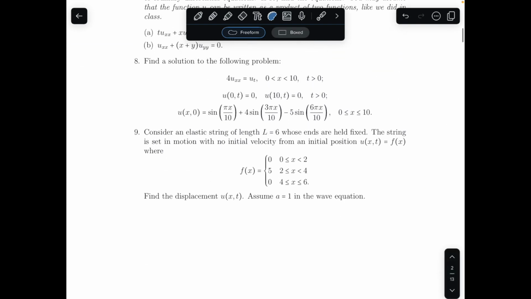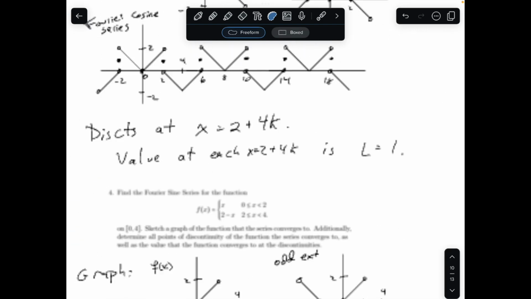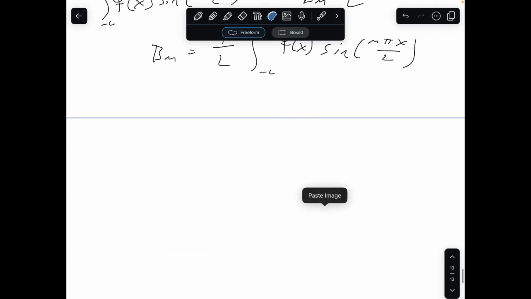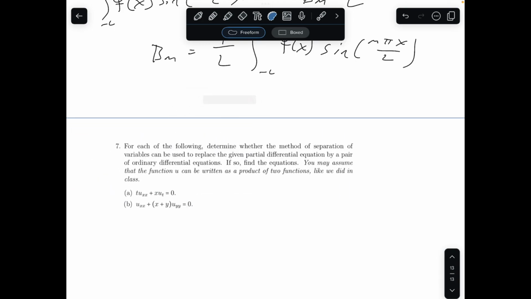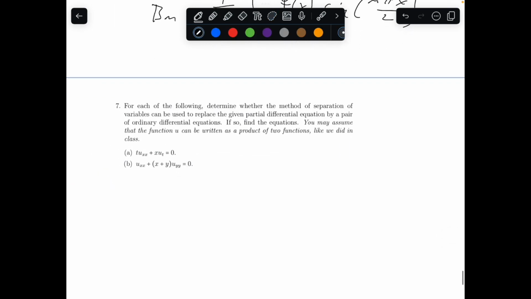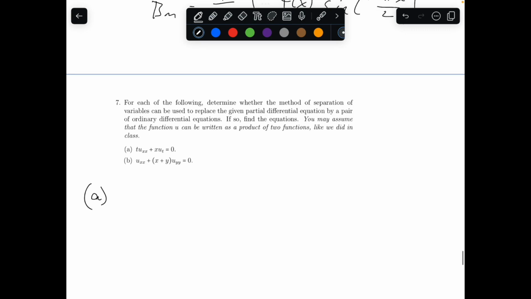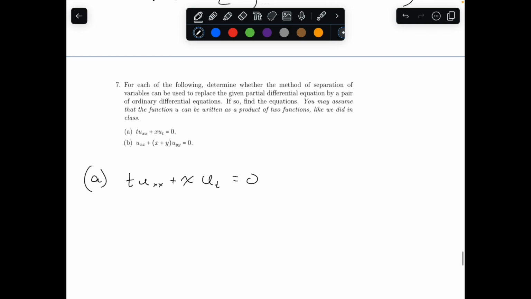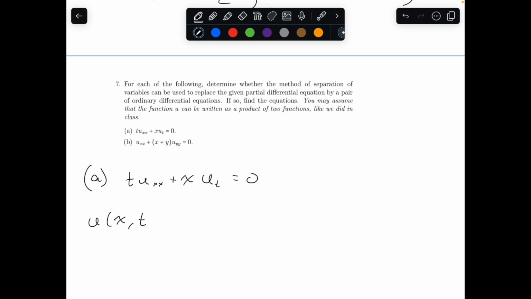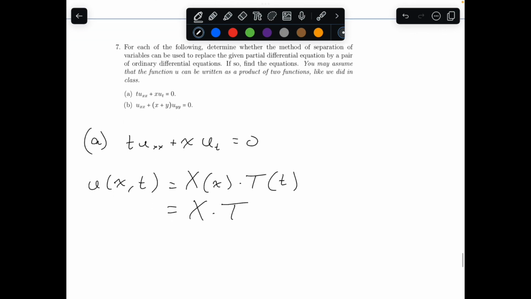All right. Question 7 is just separation of variables. Just checking whether or not they're separable, and then if they are separable, separate it. So for t u_xx plus x u_t equals 0, the assumption that you want to make is that u(x,t) is a product X of little x times capital T of little t. And then for shorthand, we'll just write that as capital X times capital T.